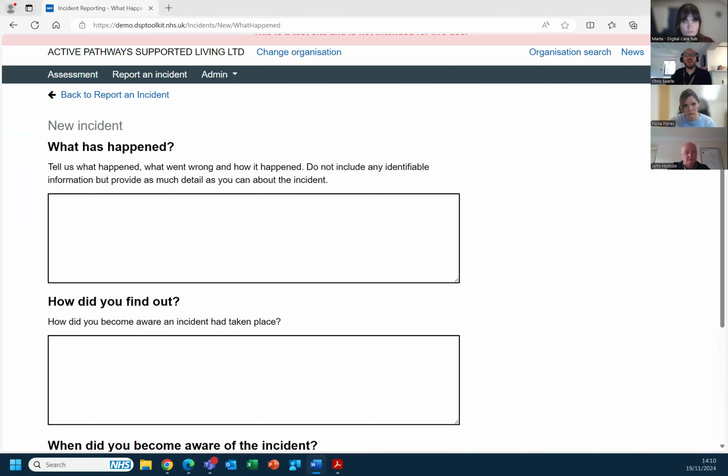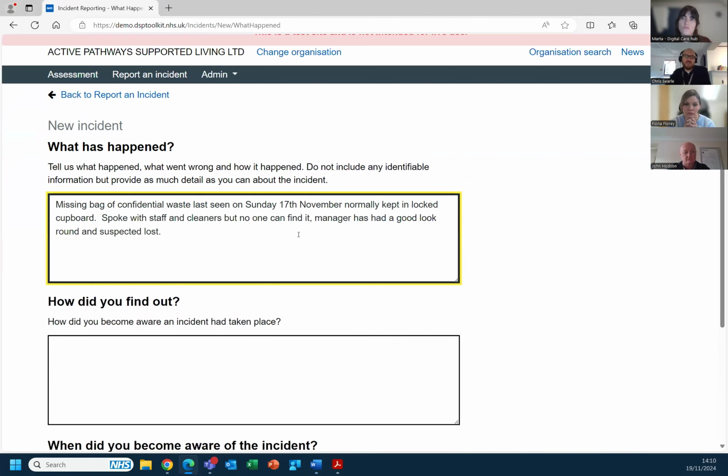So in our example, we find that there is a missing bag of confidential waste that was last seen on Sunday. This is normally kept in a locked cupboard, but after not being able to find it and speaking with staff and cleaners, we can't find it, and we suspect that it's lost.